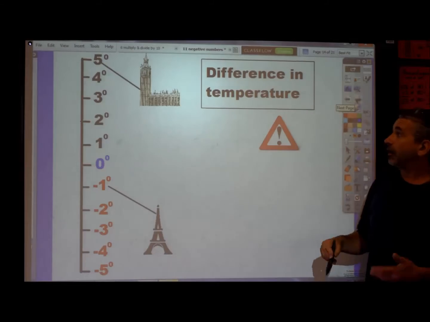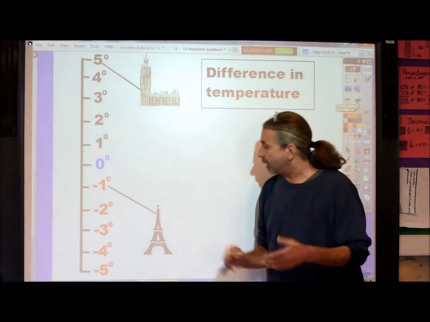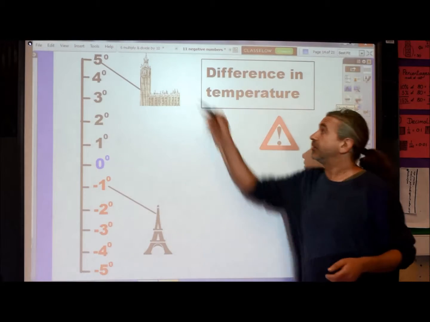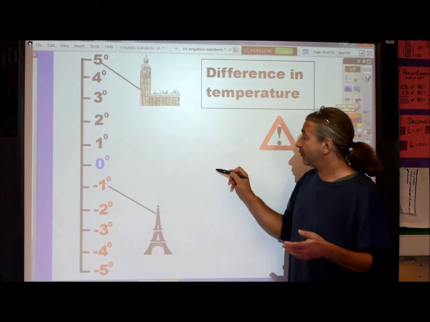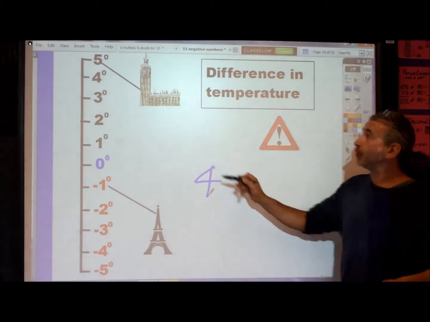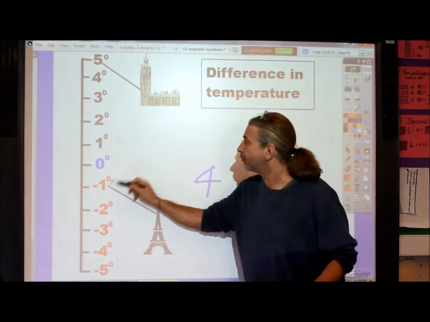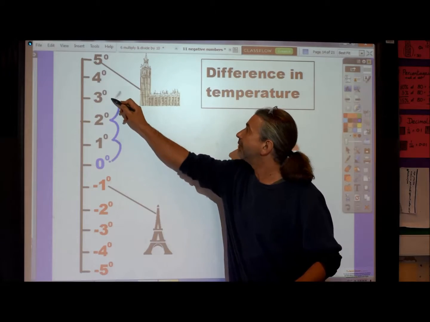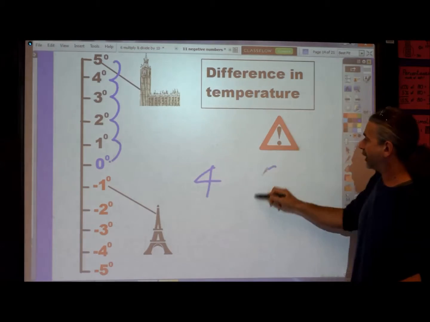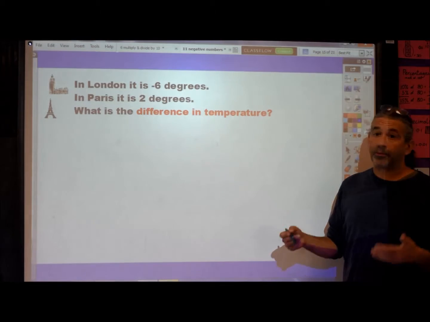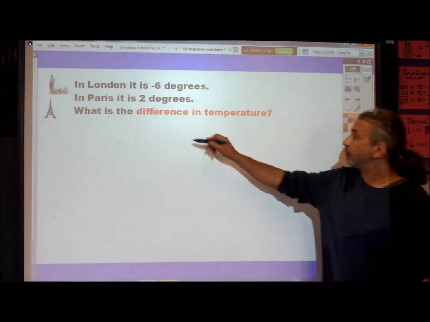Now, another one here, if it's 5 degrees in London and minus 1 degrees in Paris, some children might say that the difference between 5 and 1 is 4. That would be the wrong answer because it's not 5 and 1, it's 5 and negative 1. So we'd have to count the difference. 1, 2, 3, 4, 5, 6. The answer is 6 degrees. When you get these kind of problems, again, the surefire way is to draw them out.